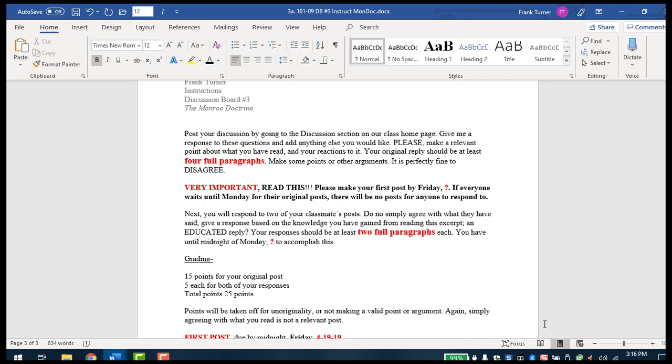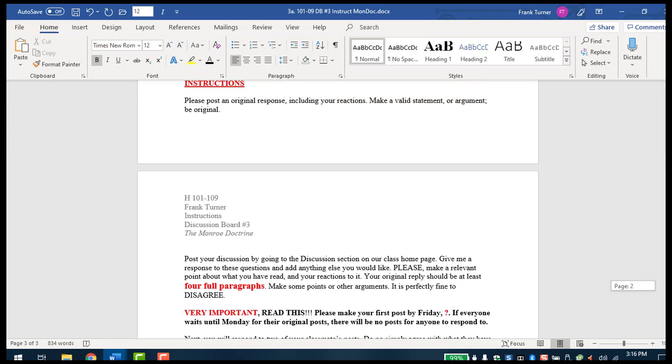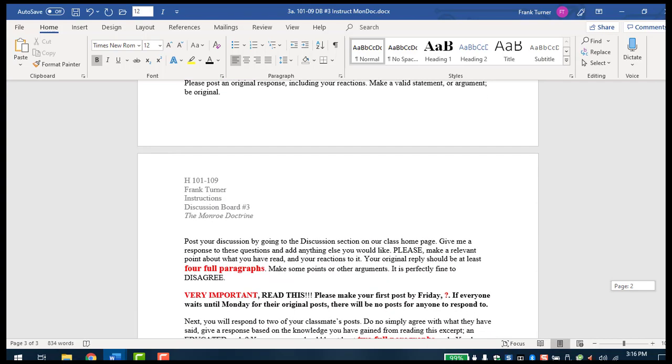So the instructions remain the same as before. You're going to post a main point, and that's going to be 4 paragraphs long. And you're going to post 2 responses to your fellow students that are going to be at least 2 paragraphs long. Okay, so don't forget that. Don't forget to make your paragraphs the proper length.